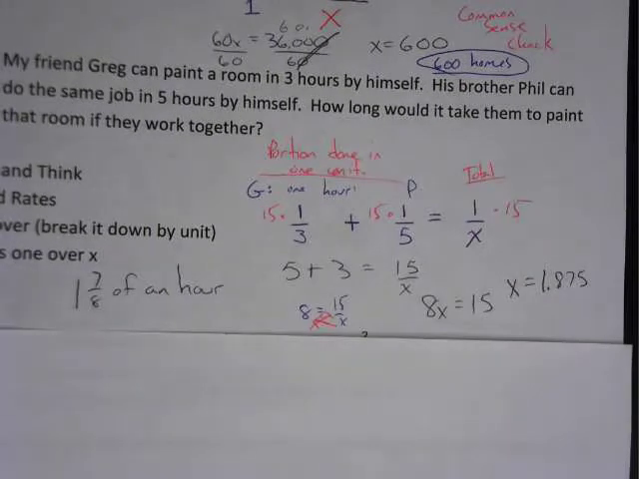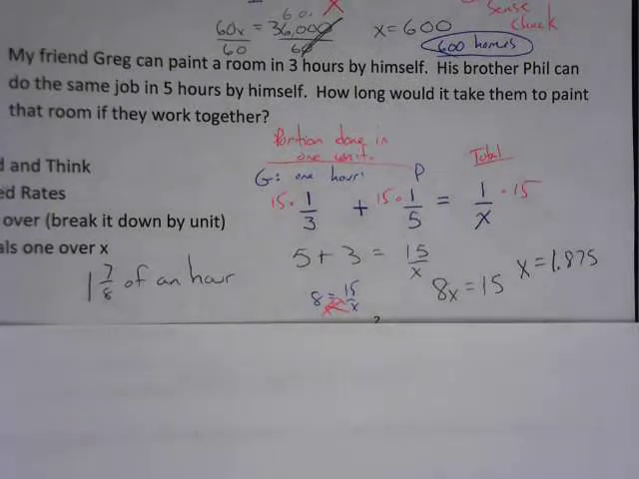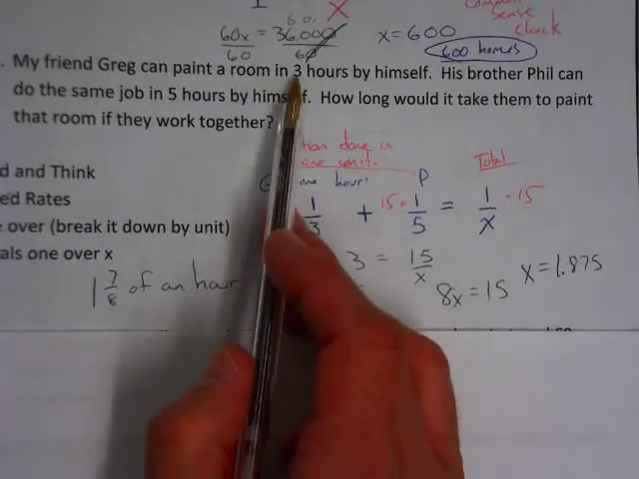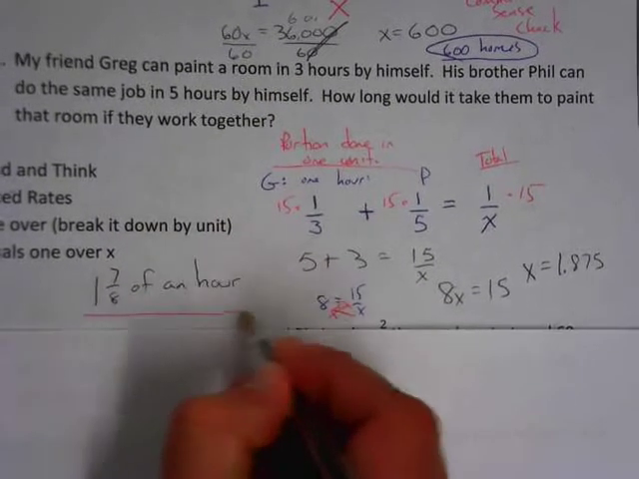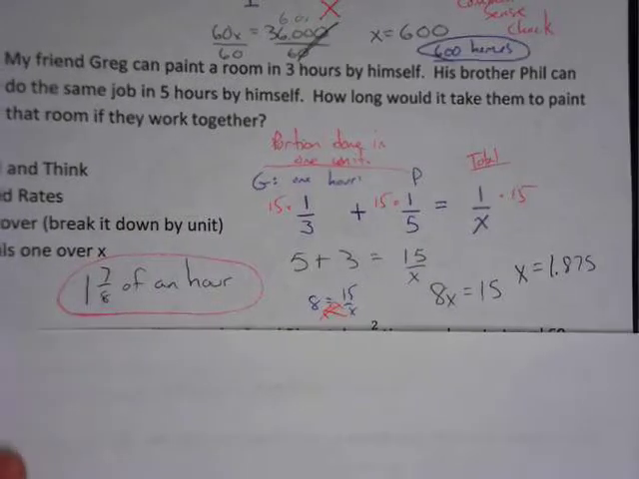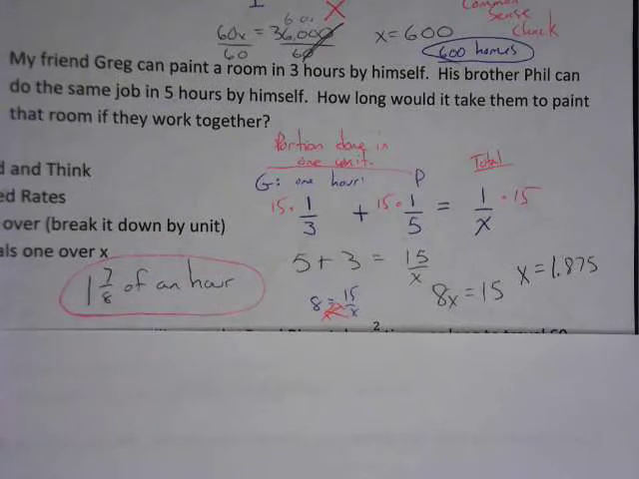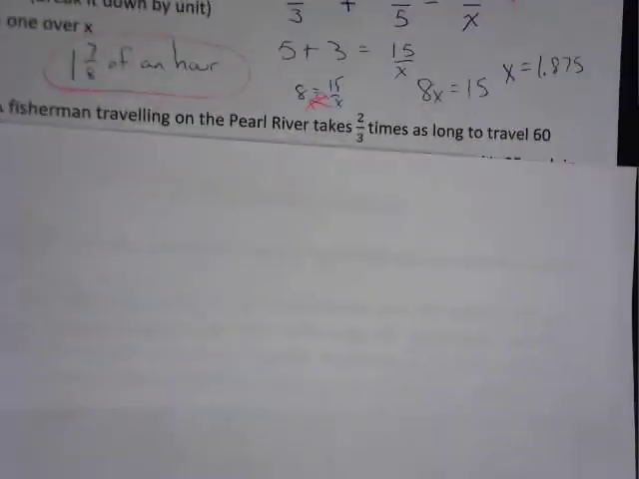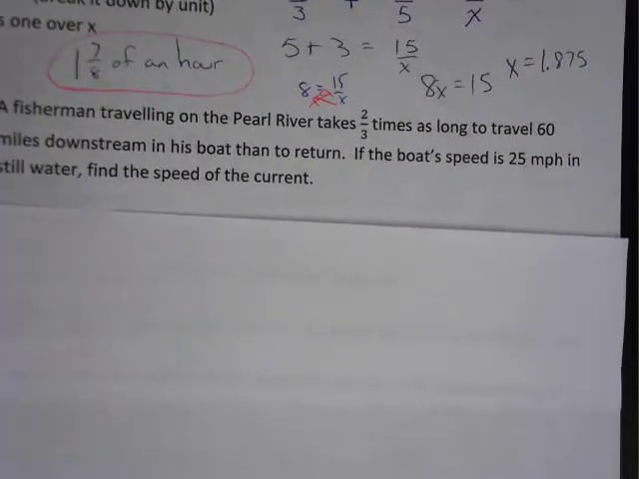And we want to do that common sense check. Does that make sense? Yeah. This guy can do it in 3, he can do it in 5 together. Yeah, 1 7/8 of an hour. That's about right. It seems about right. Okay. So that's how we would approach a problem like that. Now I'm going to give you one more example, because this is going to be some fun stuff here.